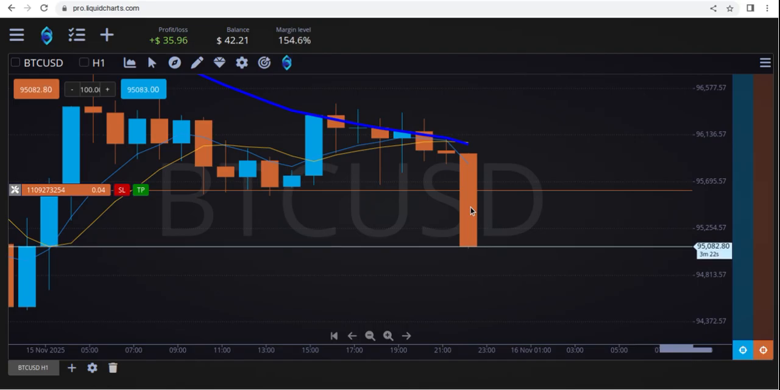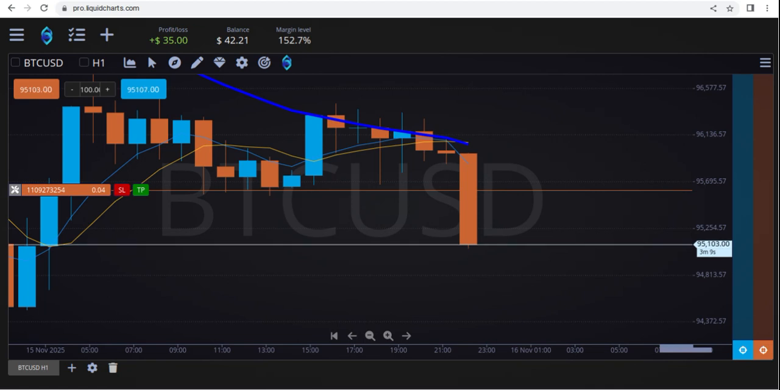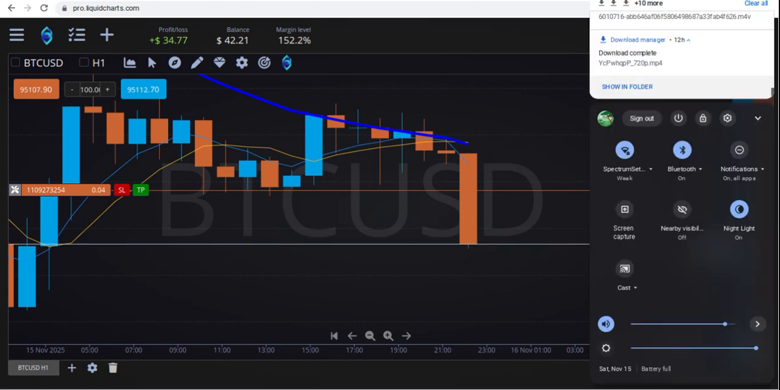The moving average's job is to follow the direction of the price. So you see how right now this is what's going on with Bitcoin right now.